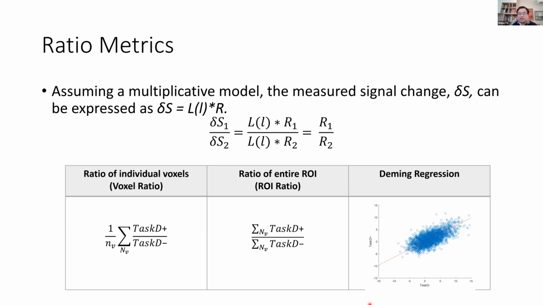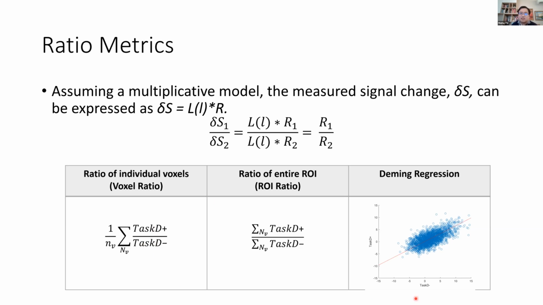So ratio metrics are a very intuitive approach if we expect the bias to follow a multiplicative model. By taking a ratio of the two signal changes, we can remove the effect of the bias L and recover the ratio of the underlying response as seen from this equation. However, because we have a large number of voxels, there are multiple ways to take the ratio. So firstly, the simplest way is to calculate a ratio for each individual voxel and average across all voxels. However, this method is prone to be distorted by extreme values, especially for voxels when the task D minus contrast is close to 0. So this whole ratio will become a very large number.